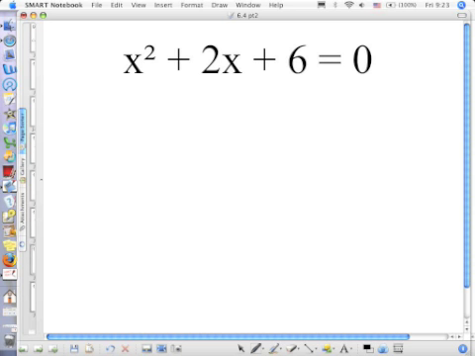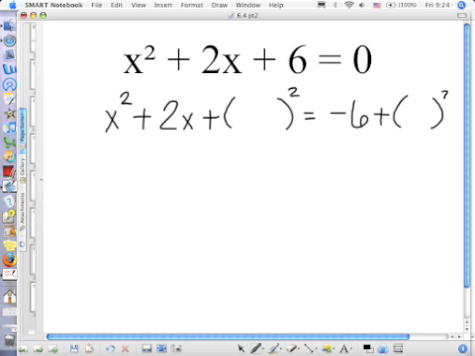Be careful when you bring your 6 over, what does it become? Negative. So that means I'm going to have what? I'm going to have some imaginary numbers here. Follow your steps. You do this square root, put this together, and then take the square roots of both sides.